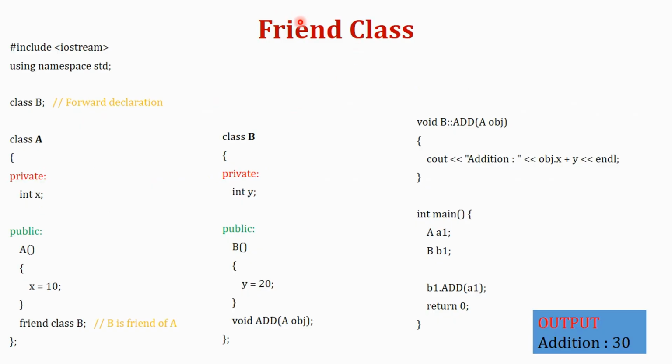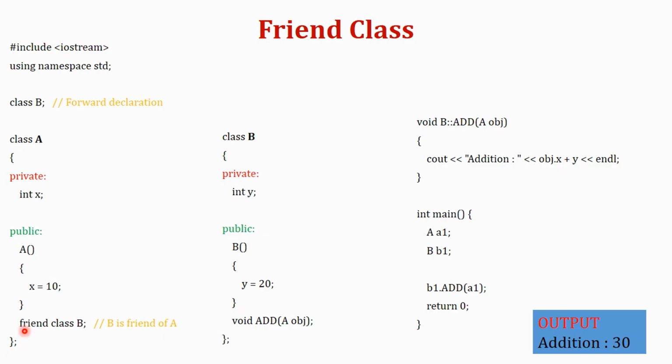For example, friend class. We will discuss one example. Now class B, this is a forward declaration. First we will create one class. The class name is A, and one variable is declared under the private category. The next one is a constructor defined here, where we are passing one value to the variable.